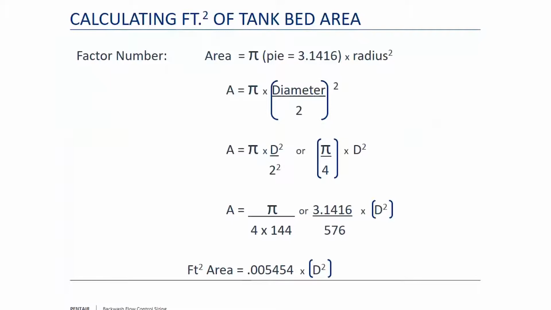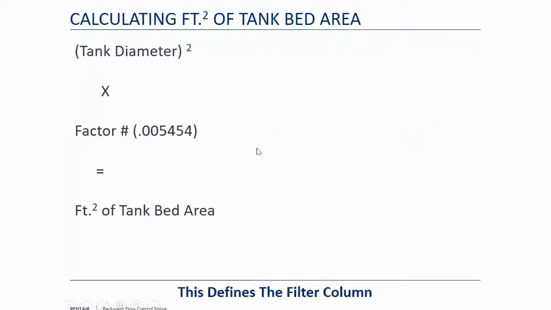But we also need to understand the surface area, because you can get a thinner bed when you have a wider surface versus a taller, thinner column. And what's going to work best for extraction? That all depends upon your application. So the quick factor for doing this, in inches, the square foot area is 0.005454 times the diameter of the tank squared. Okay, so that's the diameter of the tank squared times this factor equals the square feet of the tank bed.